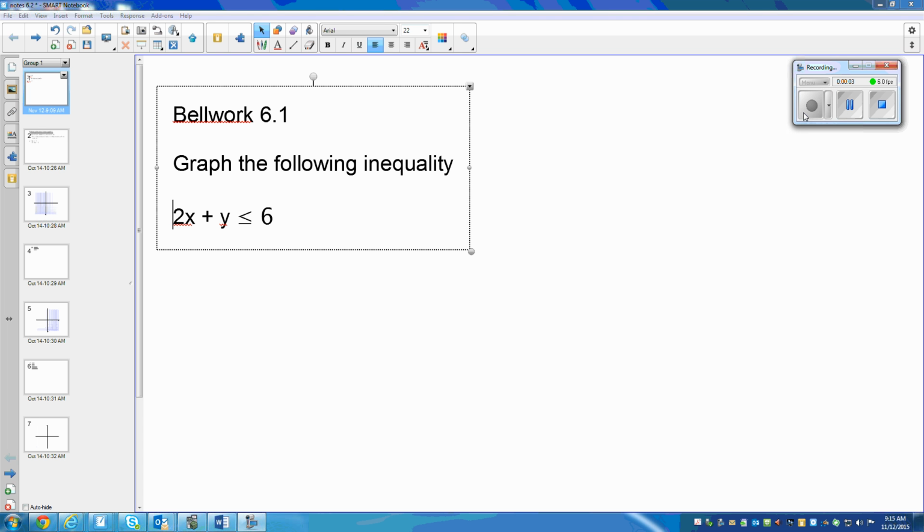Here's your bell work for 6.1. Take the time to pause it and work through it, and then we will start on 6.2 in a few minutes. Here we go.